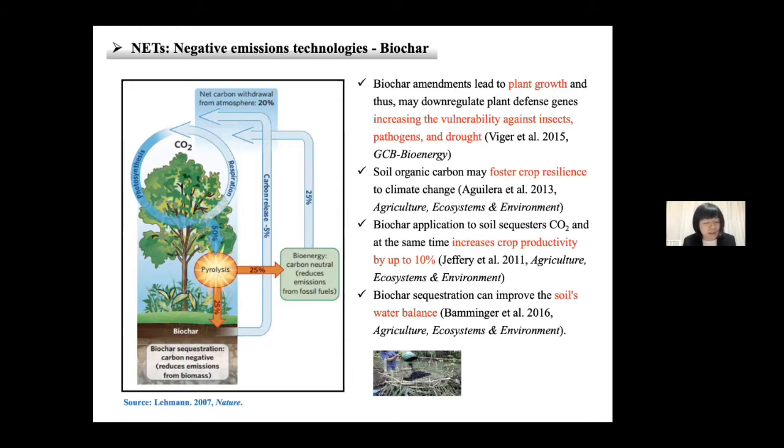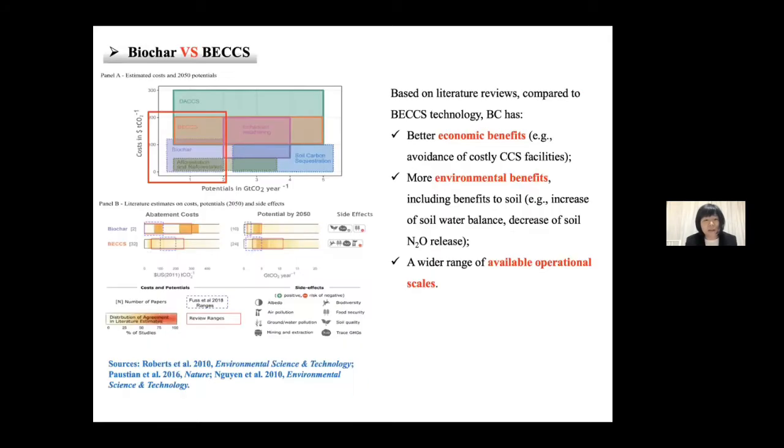Note that biomass pyrolysis also produces bio-oil and biogas. And John Lehmann said this is the only way to make a fuel that is actually carbon negative. Studies also show that compared to BECCS, biochar has better economic benefits, for example, the avoidance of costly CCS facilities, environmental benefits including benefits to soil, for example, increased soil water balance, decreased soil nitrous oxide release, and a wide range of available operational scales.